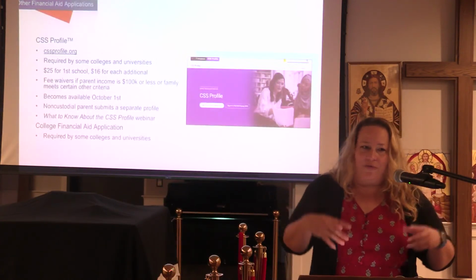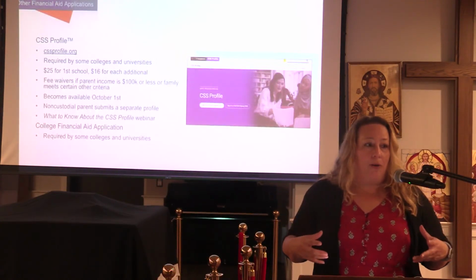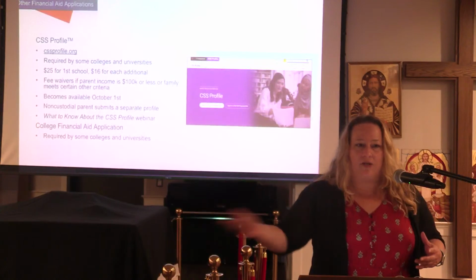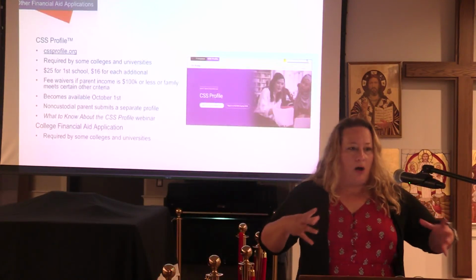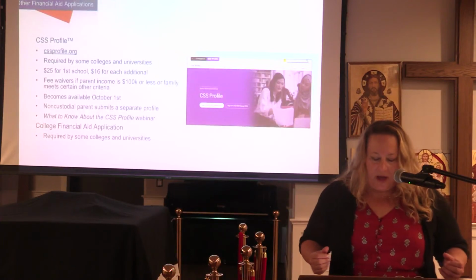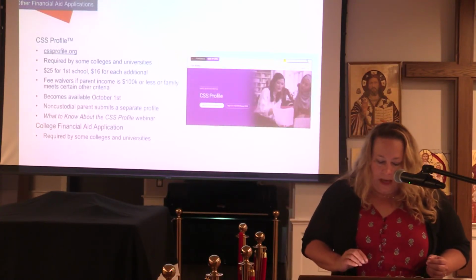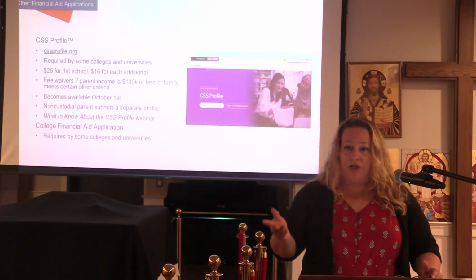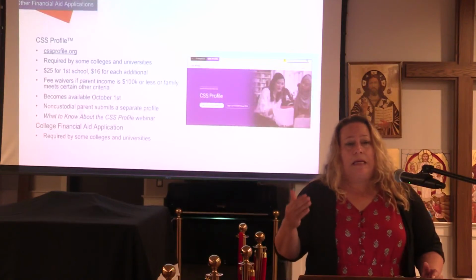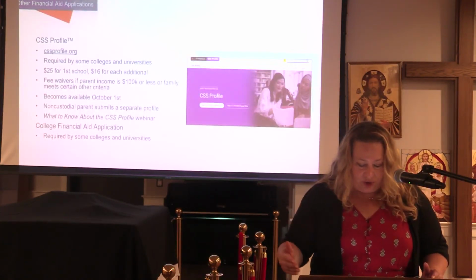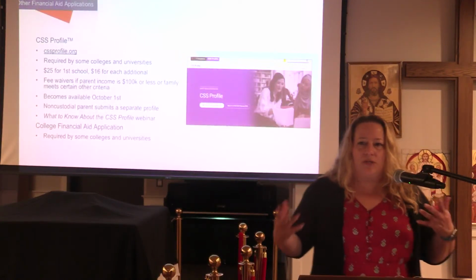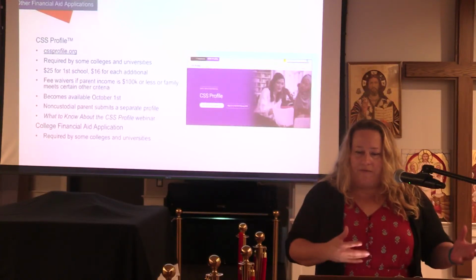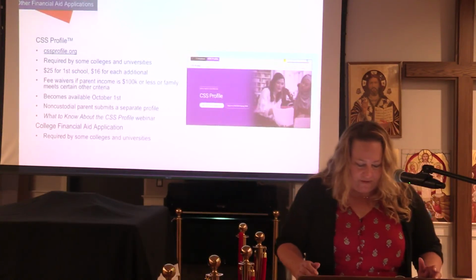It's their own formula, their own money, so they want to know a lot more questions. So they're going to ask about non-custodial parent and their current spouse. They're going to want to know about all the parents and what income they have. They want to know all that information. There is a fee for this one. It's not free like the FAFSA, so $25 to register and have it sent to one school, and $16 for each additional school. Now, there are fee waivers if students have free and reduced lunch, make less than $100,000, where the fee is waived. So there are situations where the fee is waived.